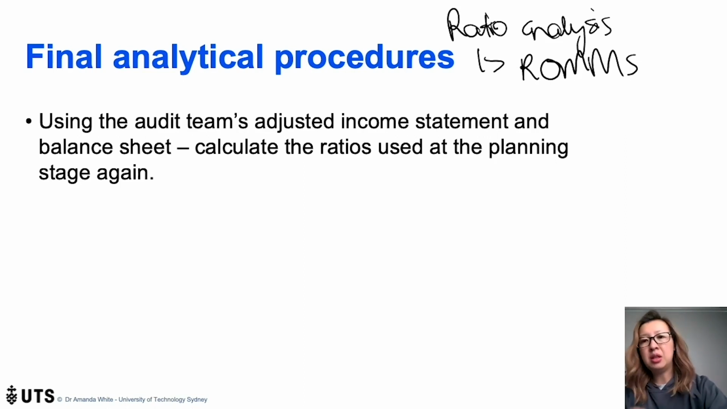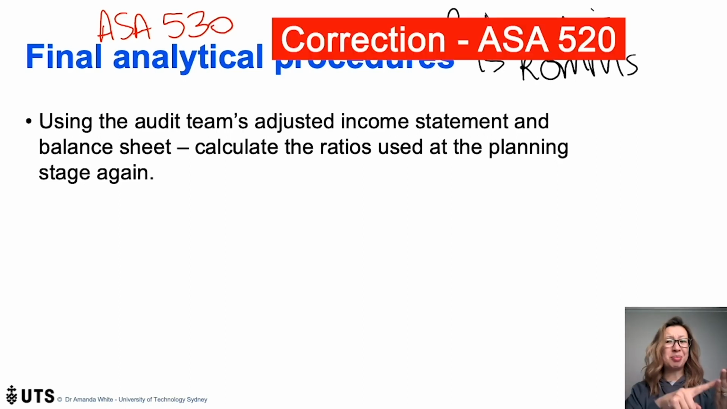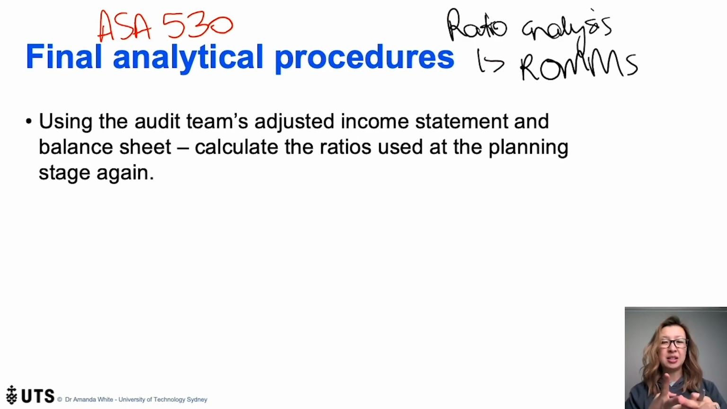Now, remember the auditing standard here, let me add it in, is ASA 530, about analytics. We learned about analytics at the planning stage, we've learned about analytics at the substantive testing phase, and now at the final phase. So what we do is we take our adjusted income statement and balance sheet. We had the client's version, and then we made all of our adjustments to give us what we think should be the most appropriate answer under the applicable financial reporting framework, which is our accounting standards.